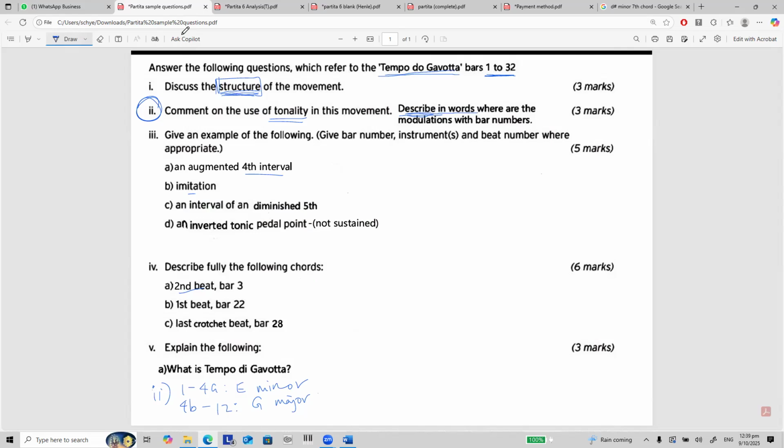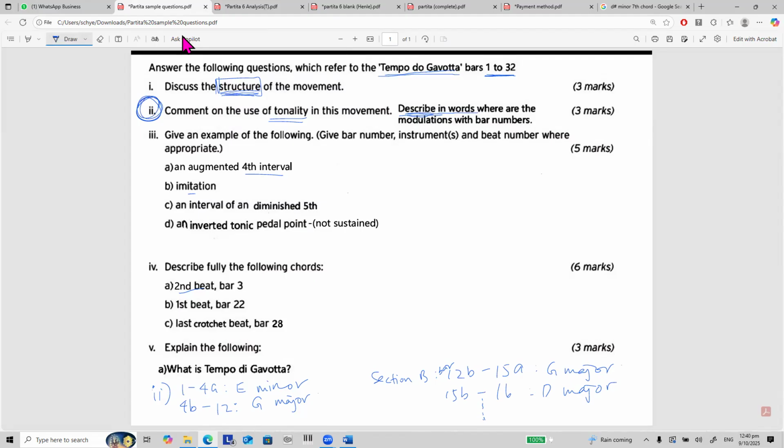So in section B, it starts with bar 12B to 15A, which is in G major. So these are in section B. Then from 15B to 16 is in D major. So you need to continue to fill in the answer like this, okay? So this is how you answer the second question.